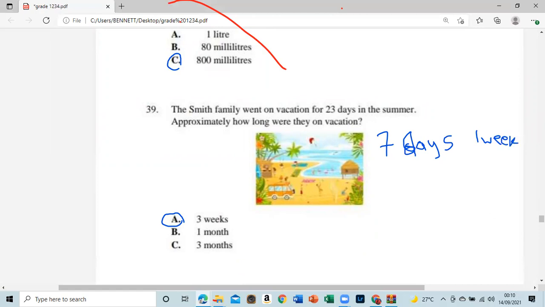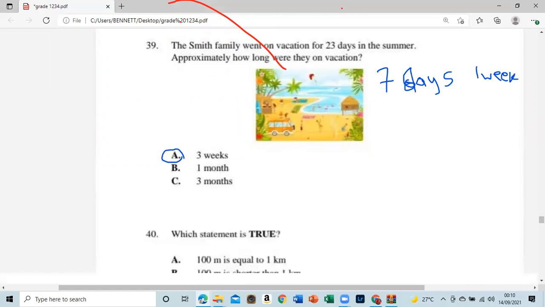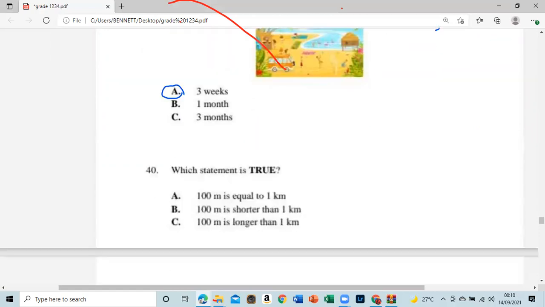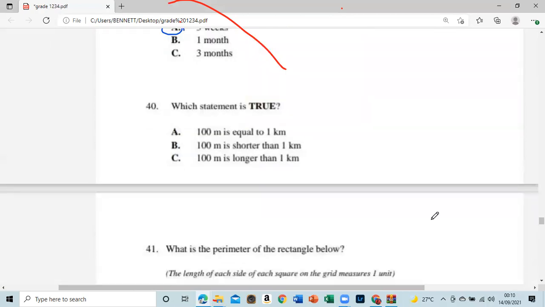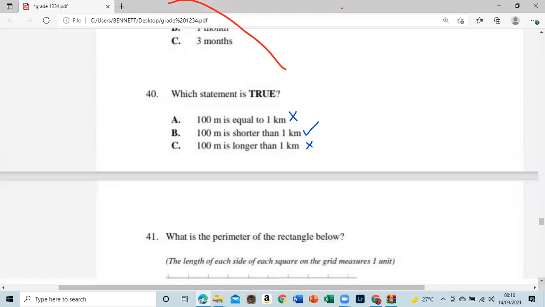All right, soon done, hopefully. 40 now. Which statement is true? 100 meter is equal to 1 kilometer. That is not true. 100 meter is shorter than 1 kilometer. That is true. 100 meter is longer than 1 kilometer would be wrong. 1,000 meter actually means 1 kilometer. Let's move on to 41.